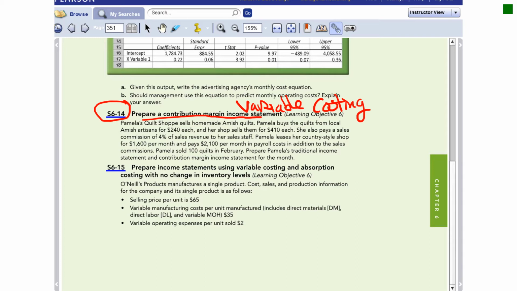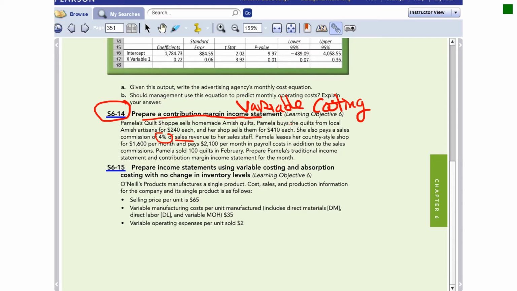So it says Pamela's Quilt Shop sells homemade Amish quilts. They buy the quilts from a local Amish company at $240 each, so that's their cost. They sell them at $410. It says they also pay a sales commission of 4% of sales revenue. That's going to be a variable cost.